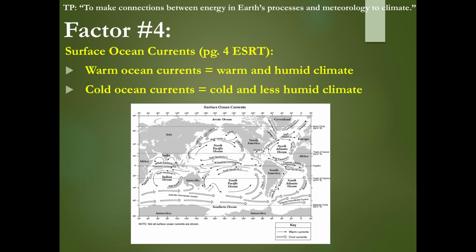Factor 4, surface ocean currents, found on page 4 of the ESRT. Warm ocean currents will give you a warm and humid climate. Cold ocean currents will give you a cold and less humid climate. Remember, warm air can hold more water vapor. Cold air can hold less water vapor.